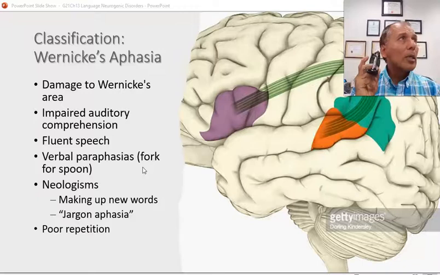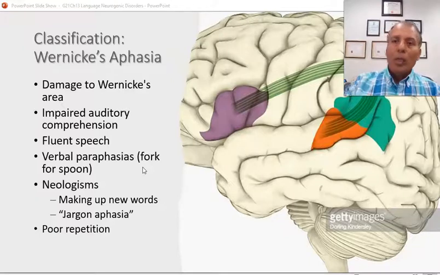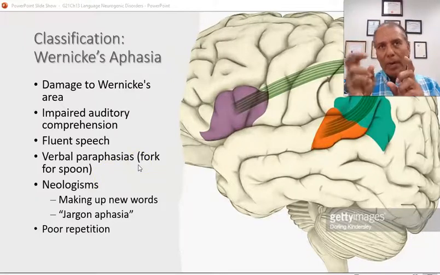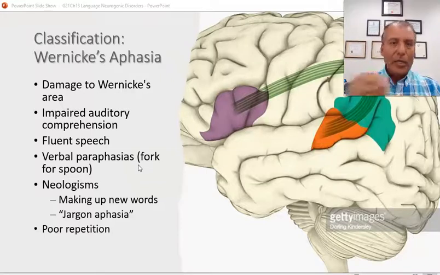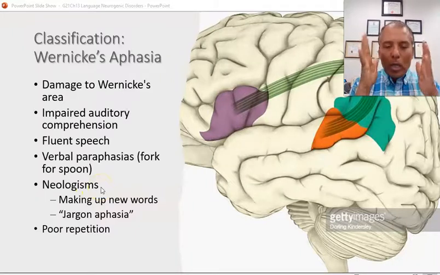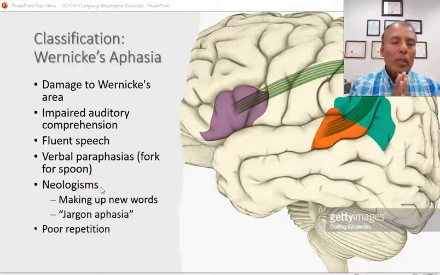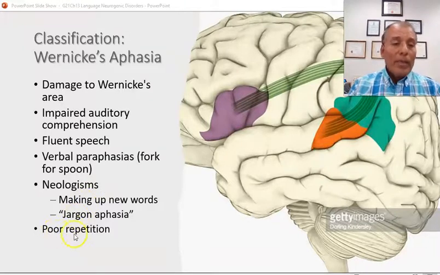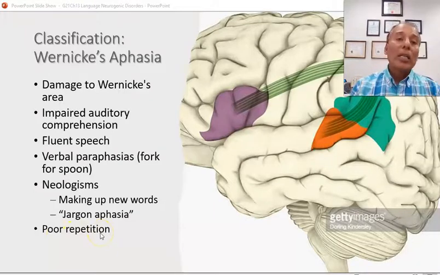For glasses, they might say eye covers or goggles. So verbal means they give something a different name. Neologisms means they make totally nonsense words, sometimes called jargon. And they have difficulty with repetition. You ask them to repeat something, they cannot repeat it back to you.